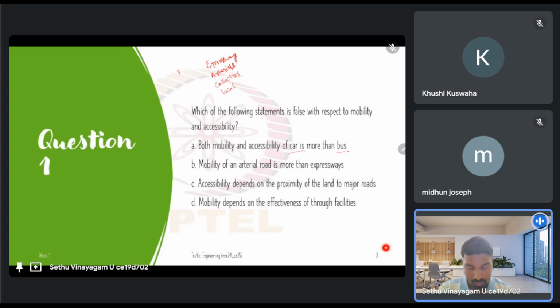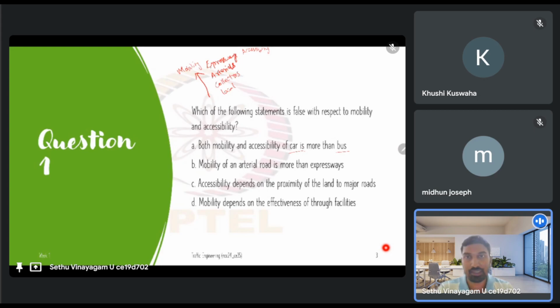So let's see how the mobility varies and how the accessibility varies. If you look at it, the highest level, the expressway, provides the highest mobility among all these different facilities, and the local road provides the least. So the mobility increases as you move up through these facilities, whereas the opposite is true in the case of accessibility. Accessibility is how easy it is to gain entry into a particular facility.